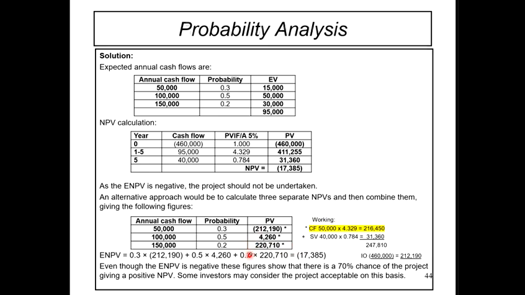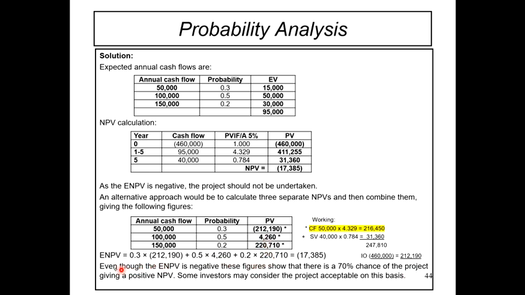Then 220,710 ni darab dengan 0.2. So you akan dapat final punya, you still will get the same, negative 17,385. So even though the, okay, so you boleh tengok lah NPV item by item. Okay, kalau 100 ni you boleh tengok NPV dia positif, NPV untuk yang first ni je negatif. Okay, so some investor dia boleh may consider the project acceptable on this basis lah.